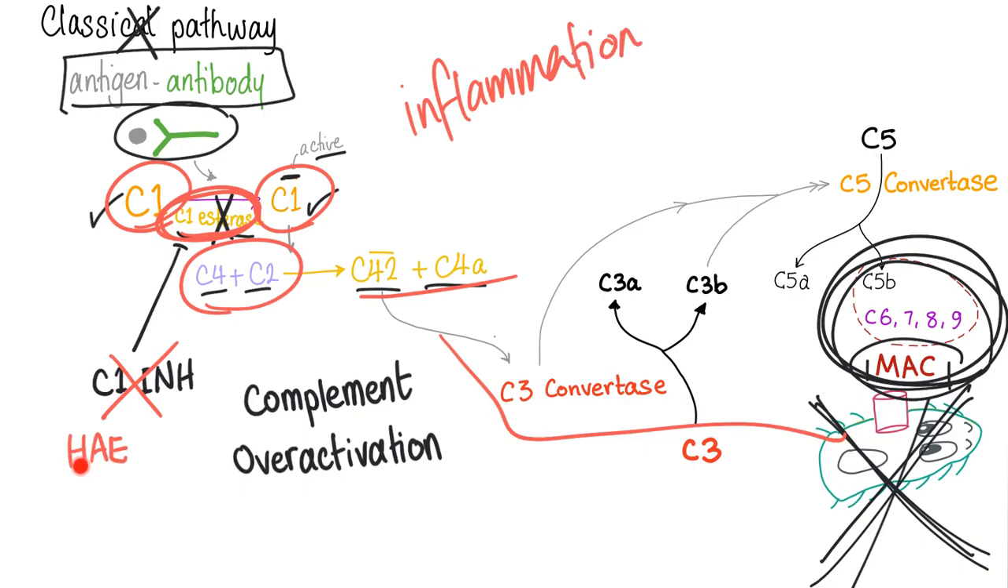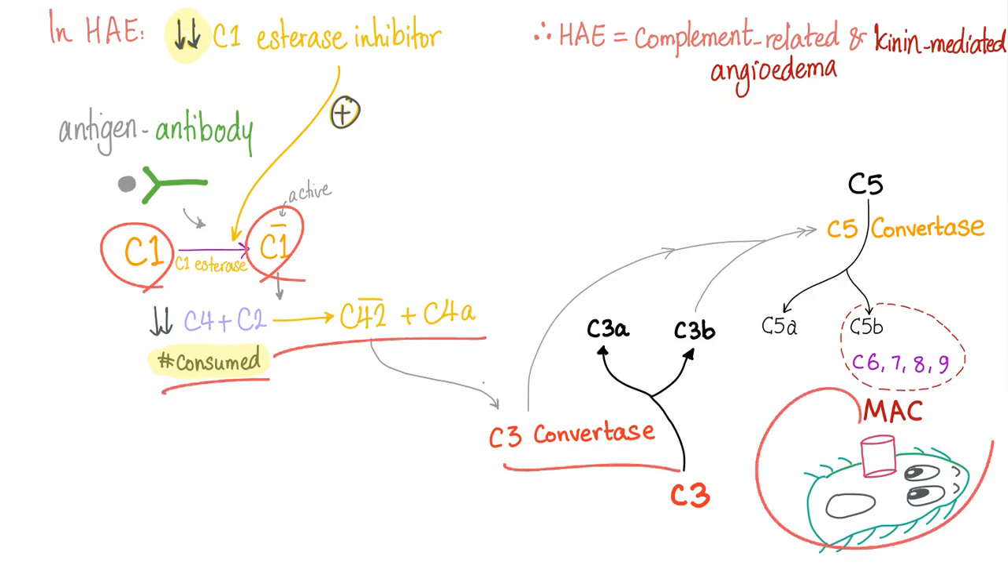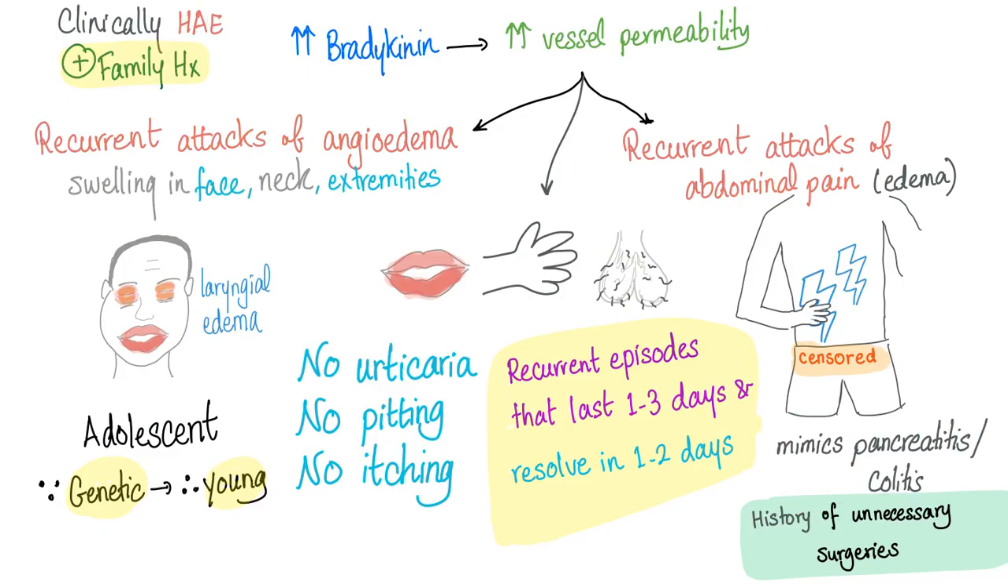The real problem in hereditary angioedema is that there is no bacteria. The body is just attacking itself, which is kind of weird. That's the definition of disease. So hereditary angioedema, you don't have the C1 esterase inhibitor. C1 esterase is left free, converting C1 into C1 active, converting this stuff into this stuff, and activating the complement. So hereditary angioedema is also known as complement-related kinin-mediated angioedema. Now you understand why.